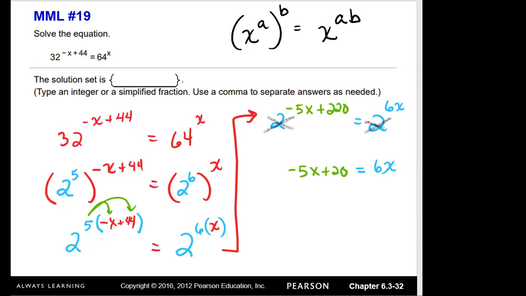To solve for x, I got more x's on the left. Or I got more positive x's on the right. So I'm going to get rid of the x's on the left. And I just realized I forgot to copy my 220. Sorry, I wrote just 20 here. This should be a 220. There we go. All right, so the 5x's cancel on the left, and I'm left with 220 is equal to 11x. And then I'll divide by 11 so that the 11s cancel, and I get 20. 20 is equal to x, so my solution set is 20.